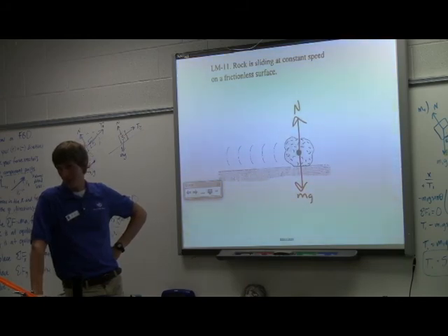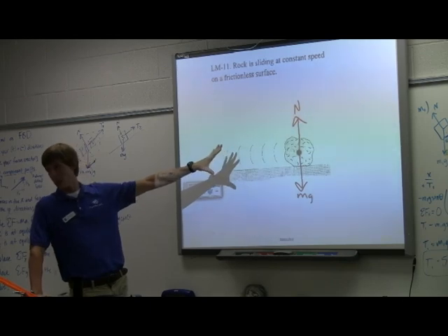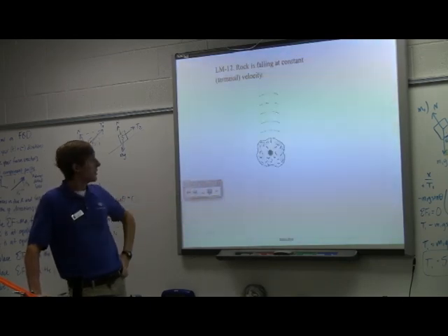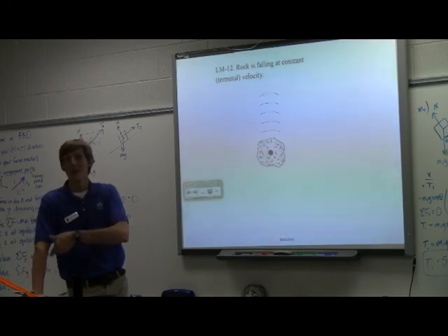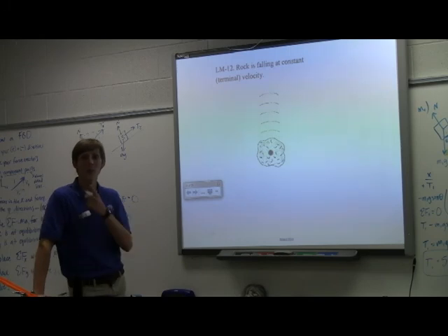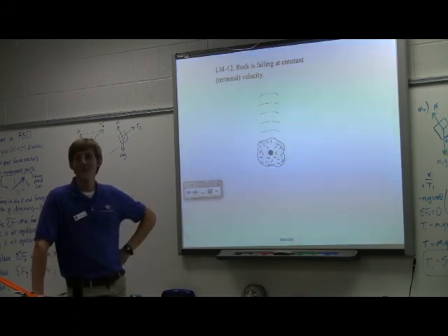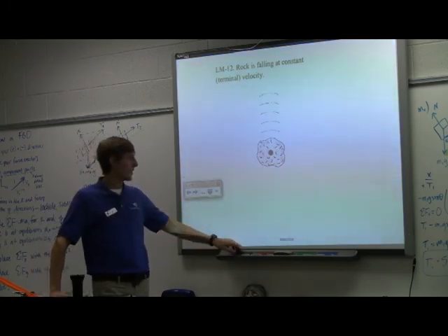Yes, since there is no friction, should we assume... No, we're good. This is correct. Okay, rock is falling at a constant velocity. That's it. There's a normal force going upwards and mg going downwards?